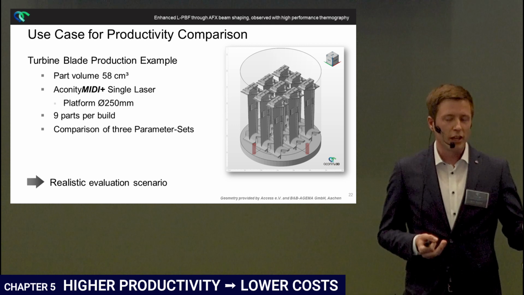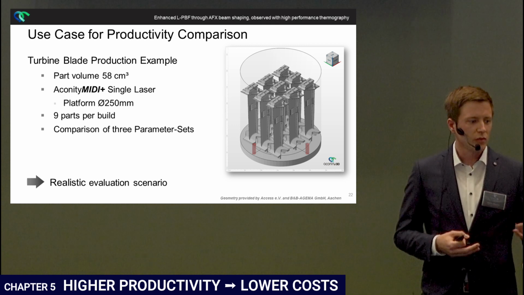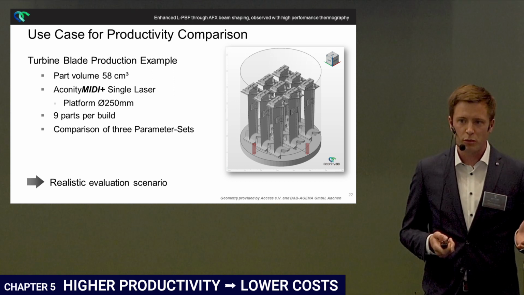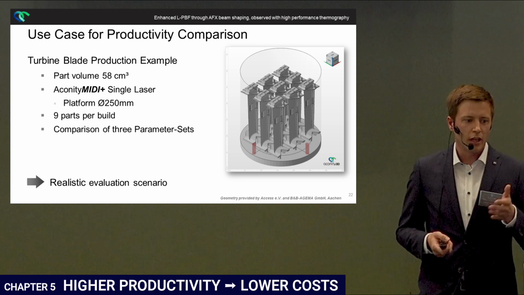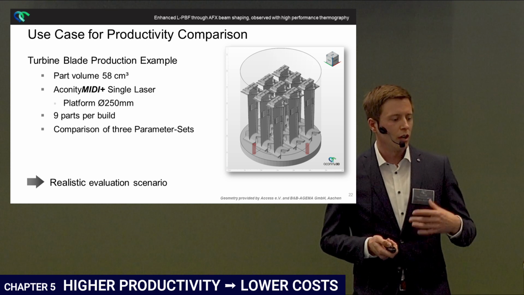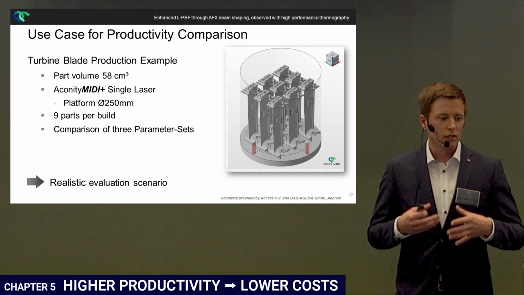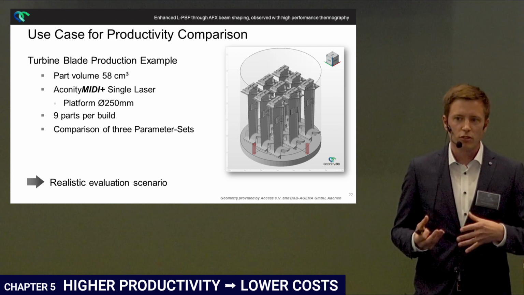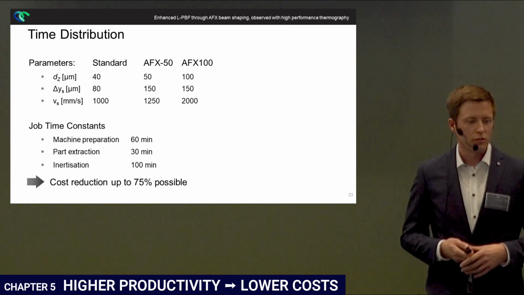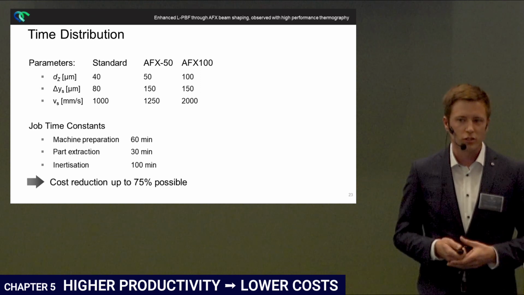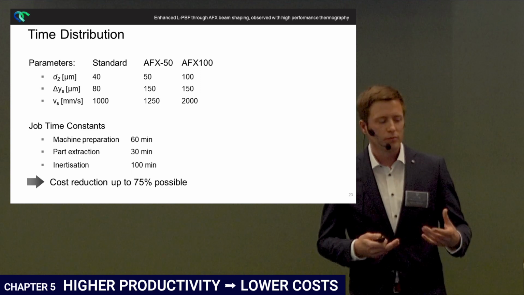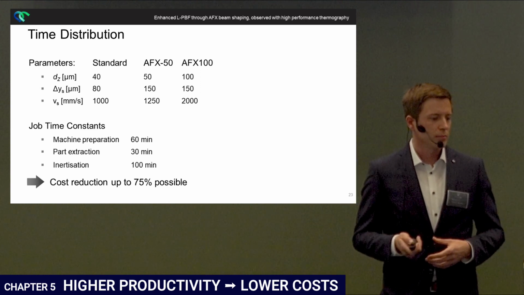We put in a realistic evaluation scenario. So we have 9 blades on our mid-size system with a part volume of 58 cubic centimeters. We compared 3 different parameter sets: our standard Gaussian one, and then 2 different parameter sets we have investigated with the AFX ring mode, but also using the Gaussian mode for the contours. So we have the same surface quality, nearly the same part quality. For the calculation we have used normal constants of machine preparation of an hour and half an hour for the part extraction, 100 minutes for inertization, and the shielding gas cost.